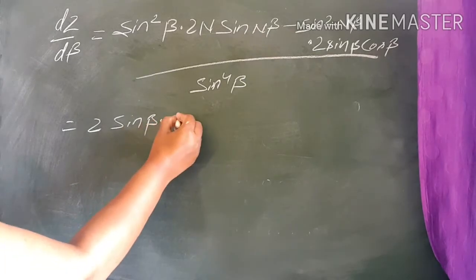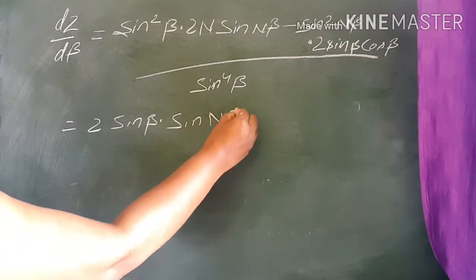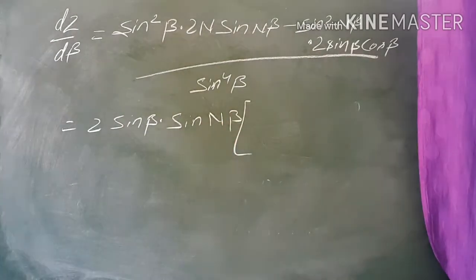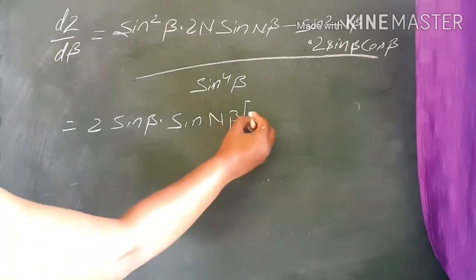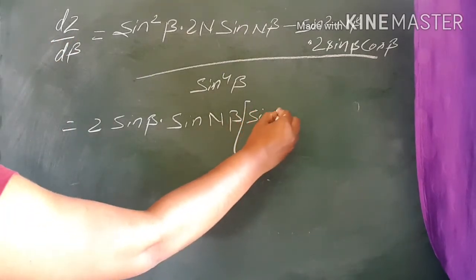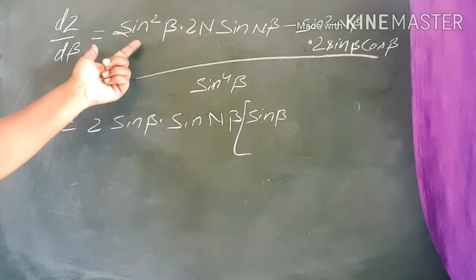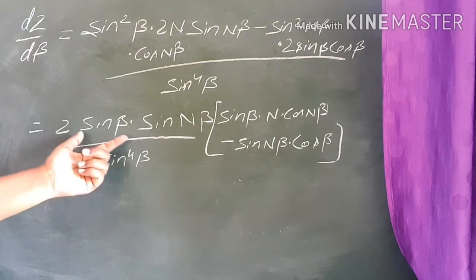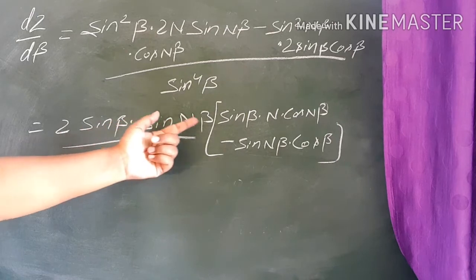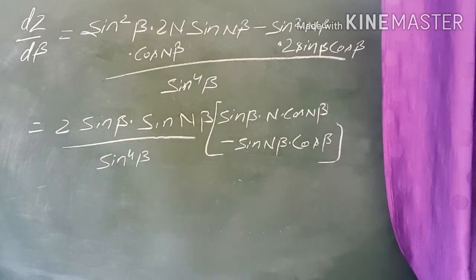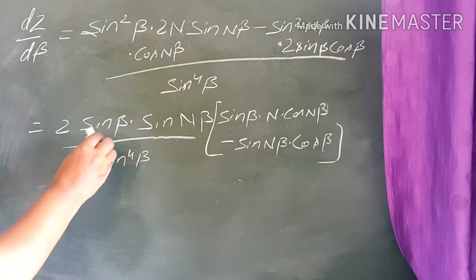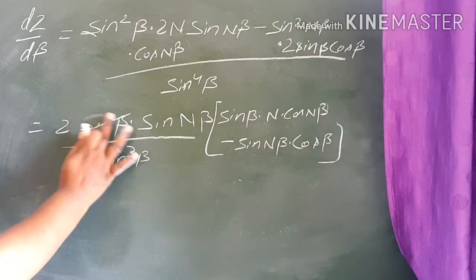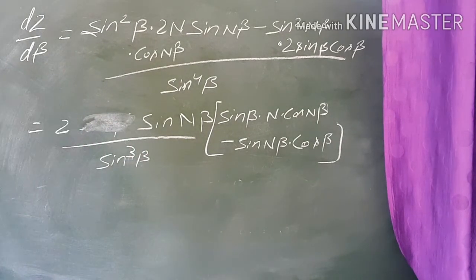Sine n beta is also common, and inside the bracket the remaining terms are sine beta. Now by taking common sine beta and sine n beta, we got this equation, and this will be cancelled out. Third power, okay, this is cancelled out, so the remaining term is this.